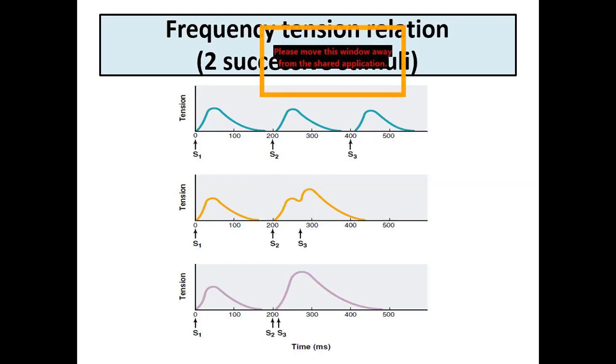Any questions? Doctor, correct me if I'm wrong. The first graph is after the muscle completely relaxes, so during the latent period. The second one is during the relaxation, but not complete relaxation, right? Yes. Okay, thank you, doctor. Any other questions?